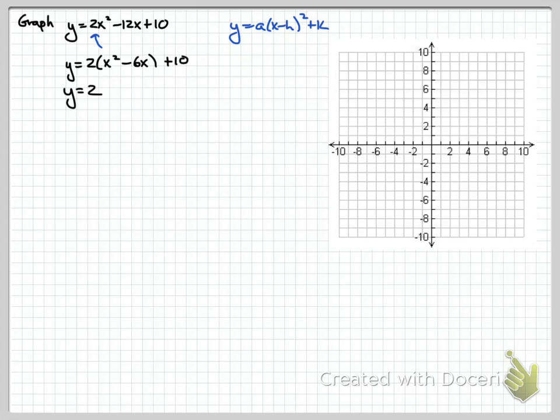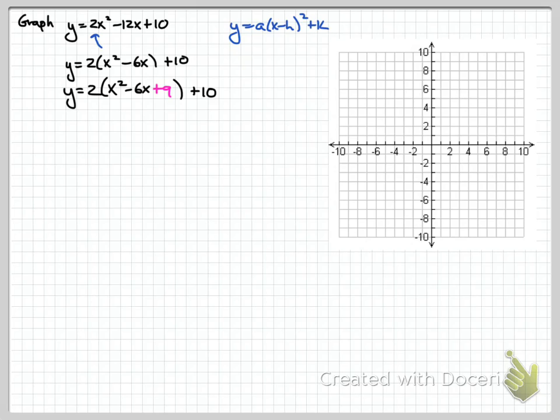So y equals 2 times the quantity of x squared minus 6x. Now I need to add a 9 in order to complete this square. I still got this 10 from before. And what we need to decide now is, how am I going to actually balance this equation, right? If I've obviously done something to this side of the equation, I got to make sure that I keep it true.